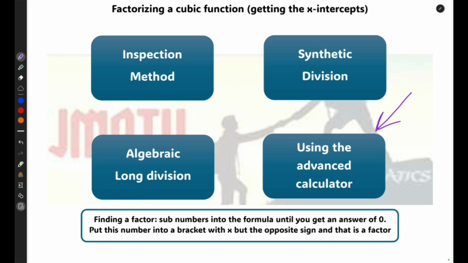So in all 4 of these methods, or the first 3, you need to find a factor of the expression. Now, a factor is any number that I sub in that will give me an answer of 0. So let's say I sub in 2, and that makes the whole expression 0. Then the factor would be x minus 2 in a bracket. Okay, so with the first 3 methods, I always need to start by looking for a factor. Let's look at the inspection method.